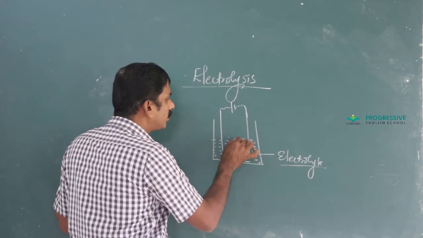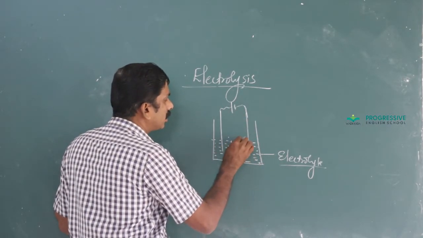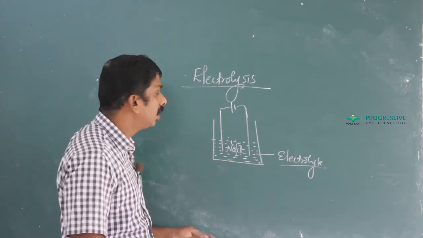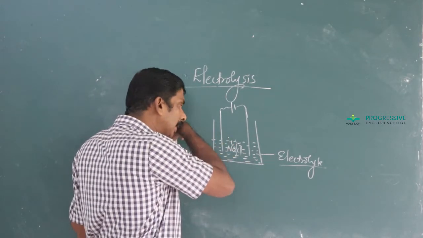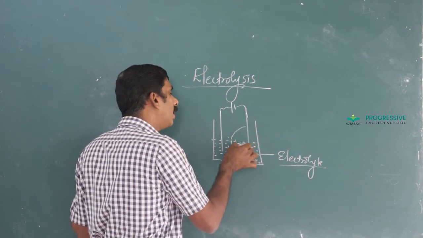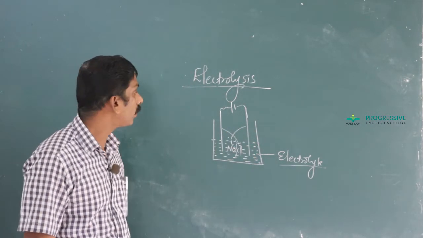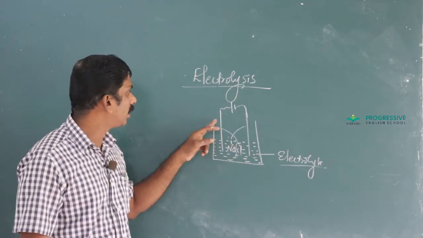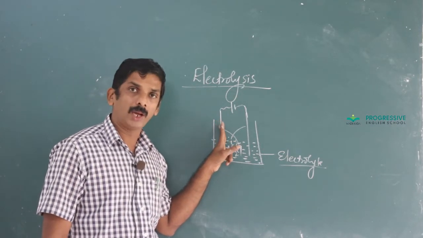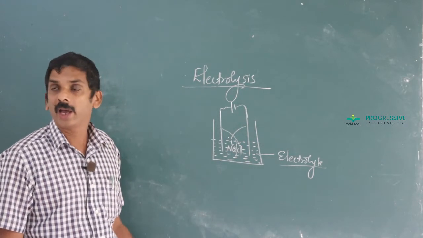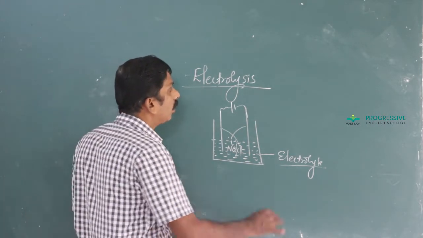By the passage of this electric current, sodium chloride undergoes dissociation to form Na+ and Cl-. As a result, the ions migrate towards the electrodes of opposite charge. The ions that migrate towards the anode are called anions, while the ions that migrate towards the cathode are called cations.